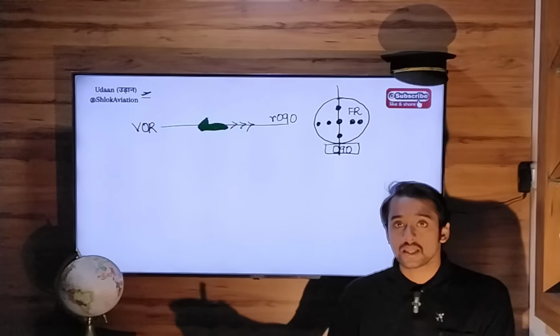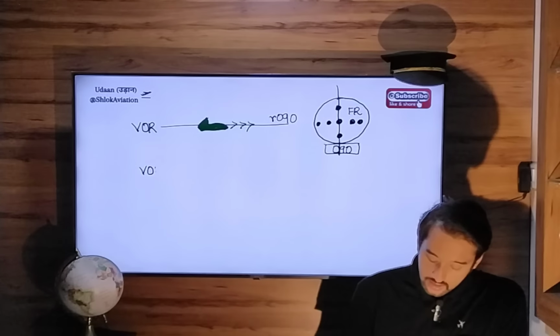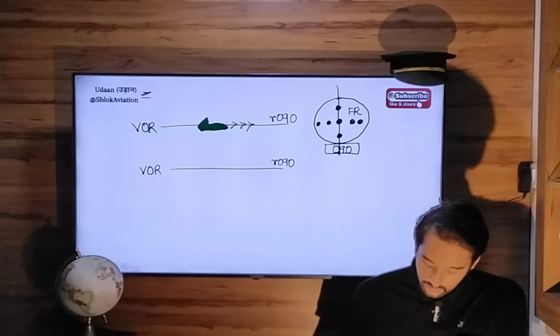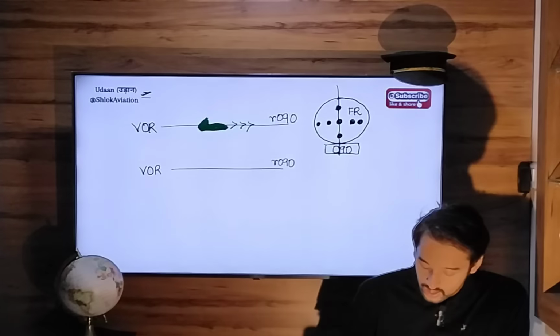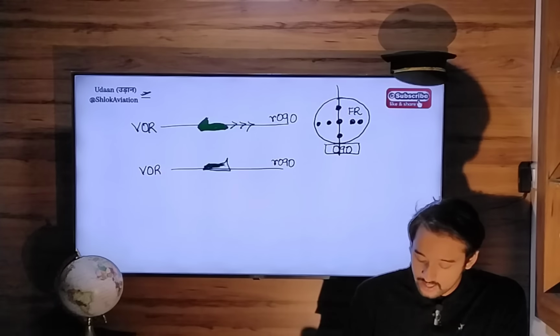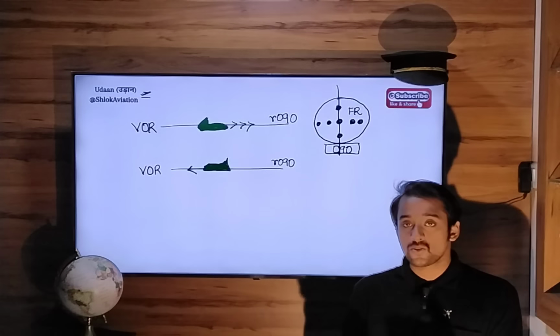CDI needle will remain in the center. Now, another case. This is your VOR. This is your radial 090. Again, you are flying towards the VOR station. Now, in this case, you are flying towards, not away from, the VOR station. So in this case, what will you do?